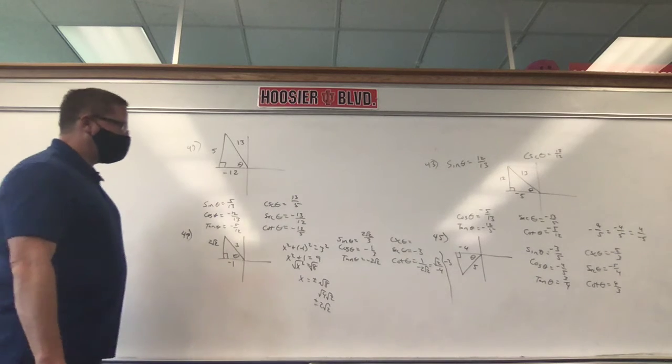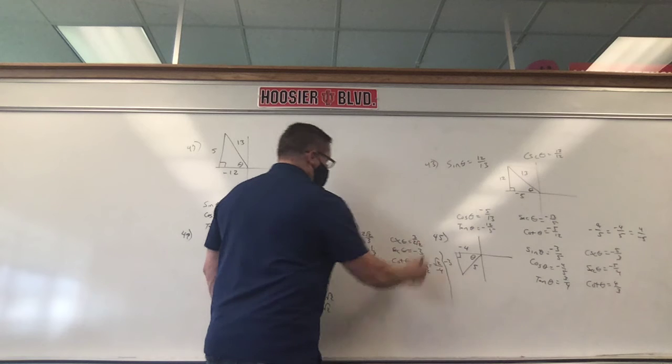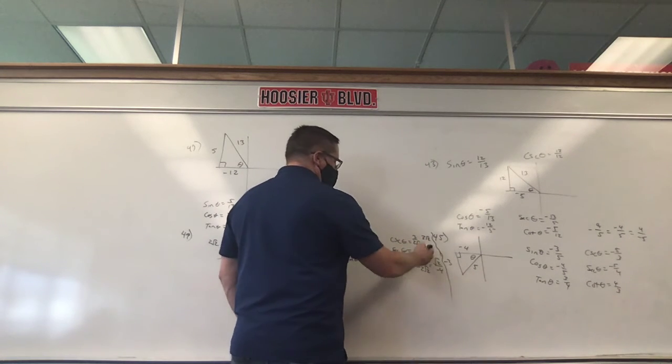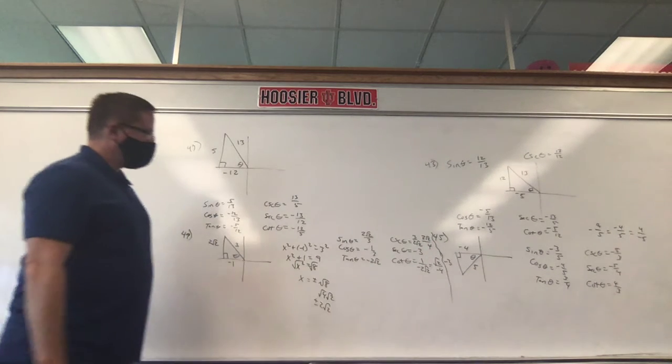And then to find cosecant, we flip sine. It's going to be 3 over 2 radical 2. Times our radical 2, you're going to have 3 radical 2 over radical 2 times radical 2 is radical 4, which is 2, times 2 is 4.